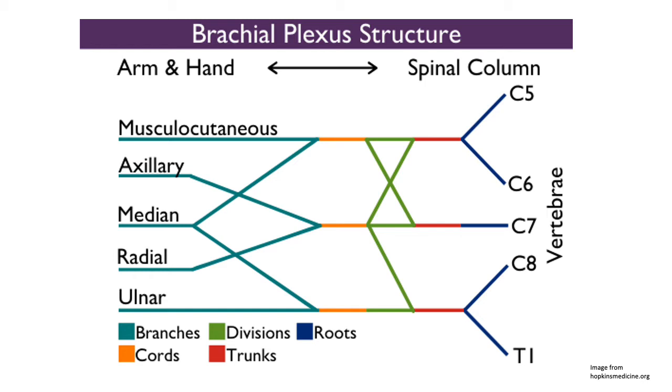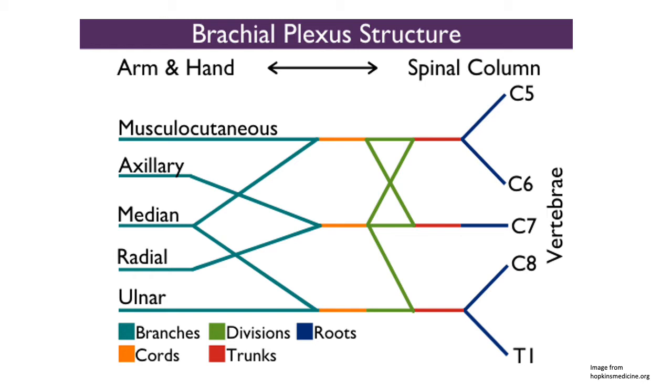Here is a drawing of the brachial plexus structure. As you can see, it is quite complex. Starting from the right, the C5 to T1 nerve roots emerge from the spinal cord and divide into trunks, shown in red in the diagram, into divisions, which is green, cords, which are orange, and then finally nerves. The terminal nerves are the musculocutaneous, axillary, median, radial, and ulnar.